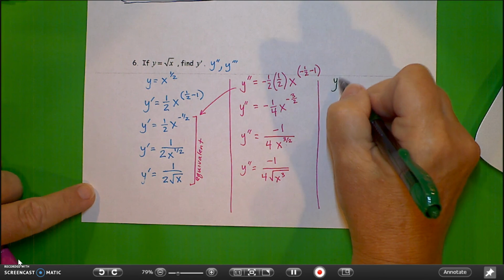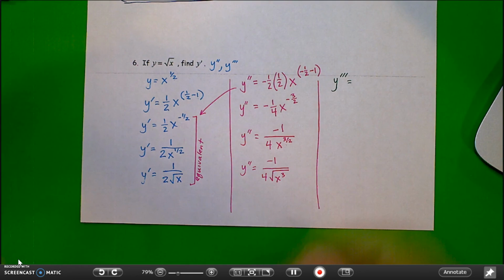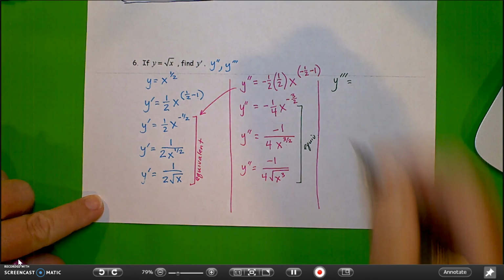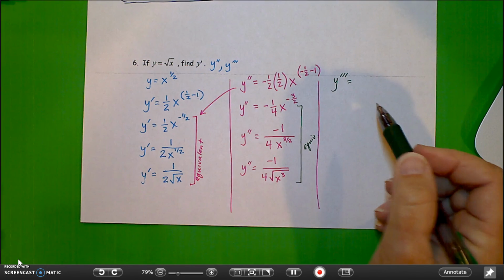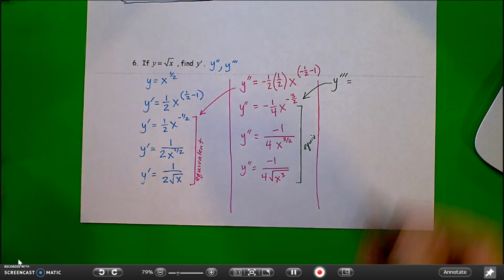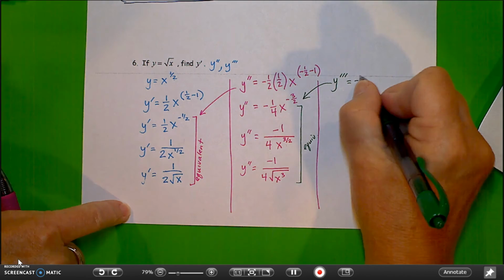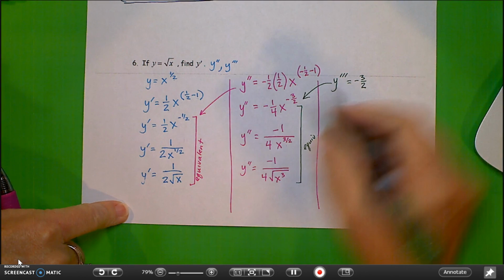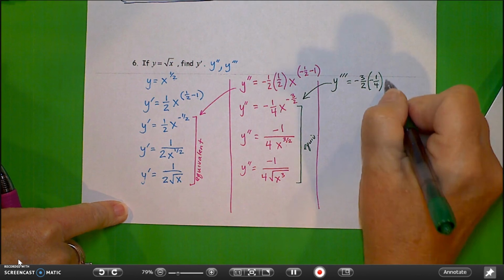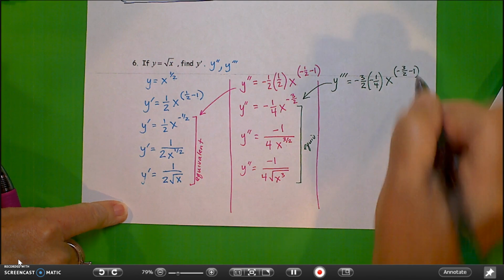Next one, I want y triple prime. What's the best place to start? And by the way, I forgot to mention, these three are all equivalent, so it doesn't really matter which way you express them. However, to do the third derivative, I want to be looking at that one right there. That's the one that's going to help me. It's in the right form to get started. So here I go. The power, negative 3/2, comes down in front. The coefficient that's already there is negative 1/4. Variable is the same. New power is negative 3/2 minus 1.